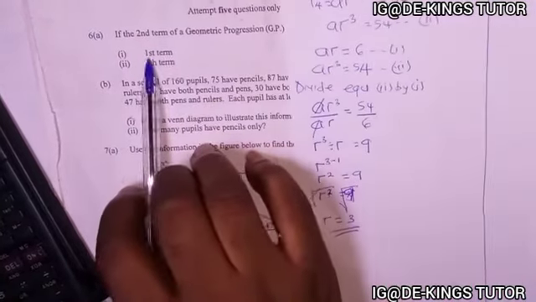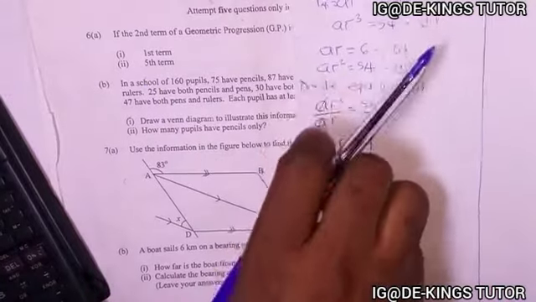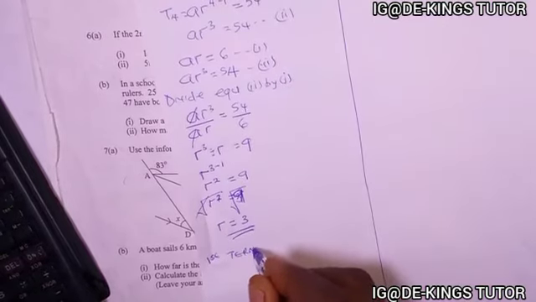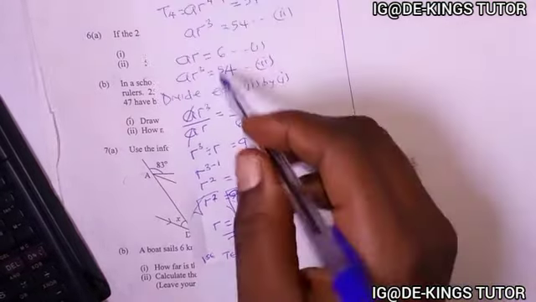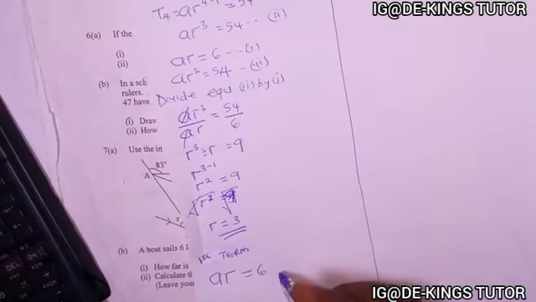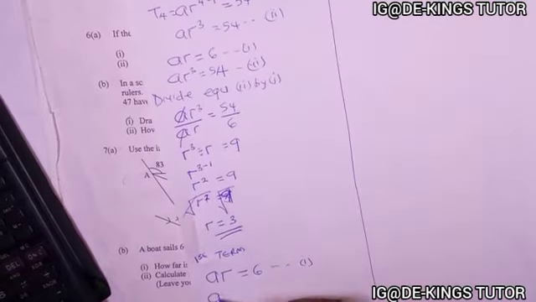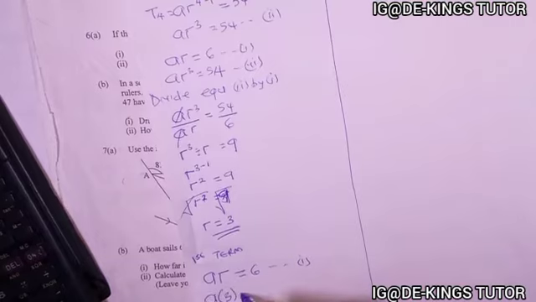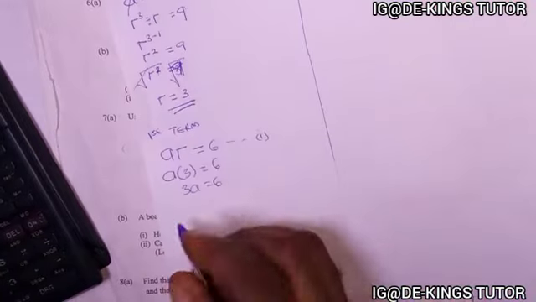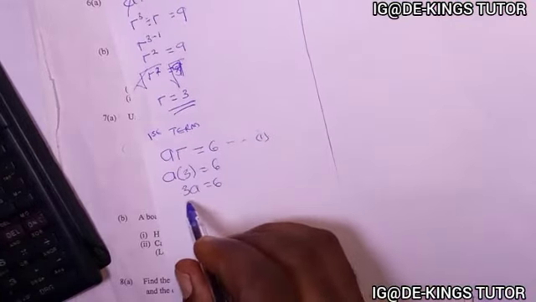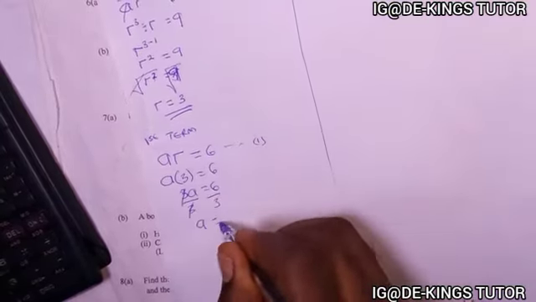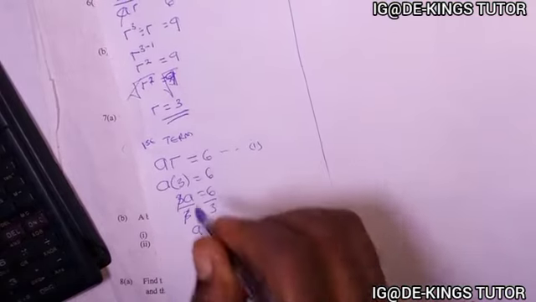The question said find the first term and the fifth term. The first term is A. To get the first term, substitute this value into any of the equations. Substituting into equation 1, AR equals 6, we have A times 3 equals 6. So 3A equals 6. We divide both sides by 3, so A equals 6 divided by 3, which is 2. So the first term is 2.